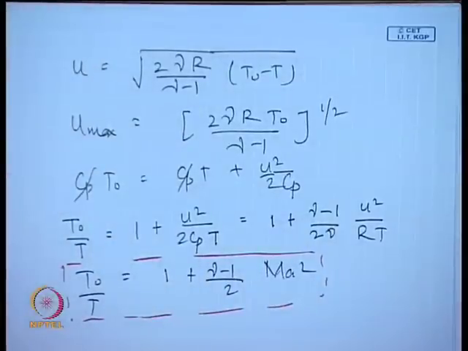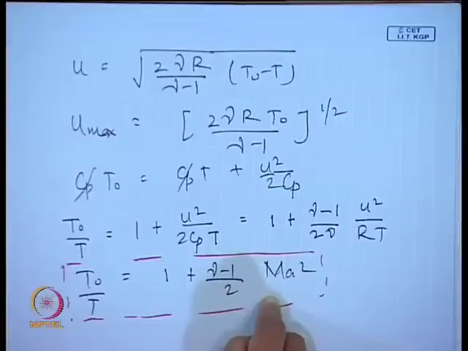So, what have we done? We have expressed our local temperature in terms of the stagnation temperature, right. And we find that the relationship between the local temperature and the stagnation temperature is a function of Mach number. Okay. Now, remember that this equation is also just for adiabatic flow.